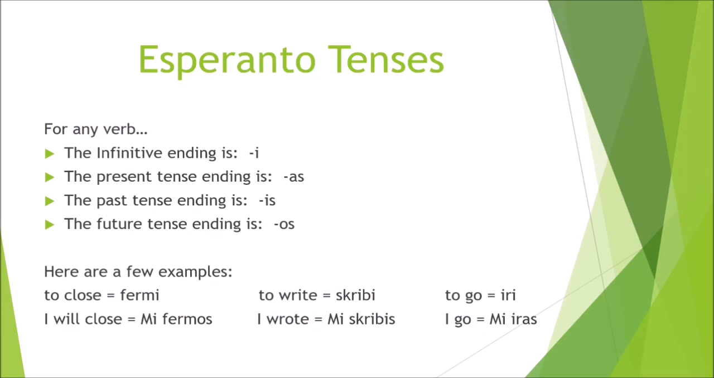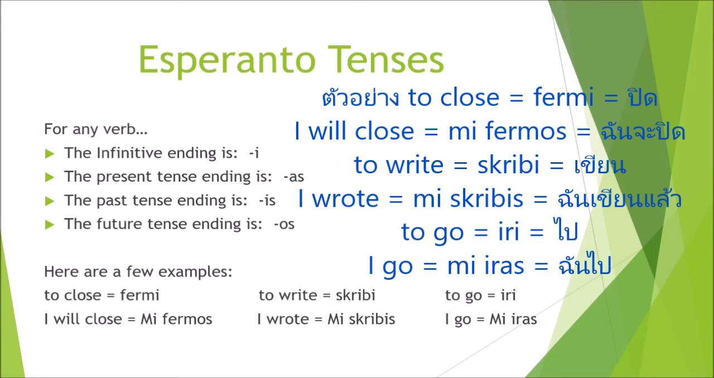So, here are a few quick examples. To close is fermi. I will close is mi fermos. To write is skribi. I wrote, so past tense is mi skribis. To go is iri, and I go is mi iras.